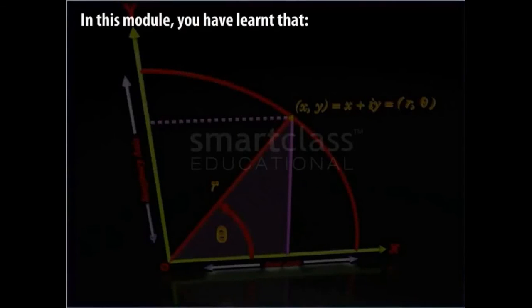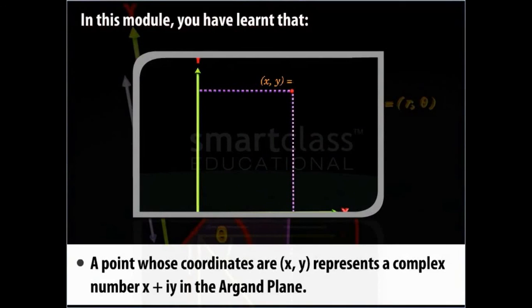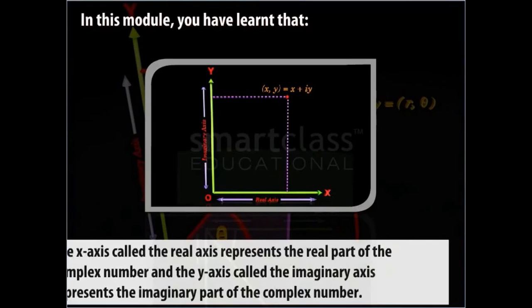In this module you have learnt that a point whose coordinates are x, y represents a complex number x plus iota y in the Argand plane. The x-axis, called the real axis, represents the real part of the complex number, and the y-axis, called the imaginary axis, represents the imaginary part of the complex number.